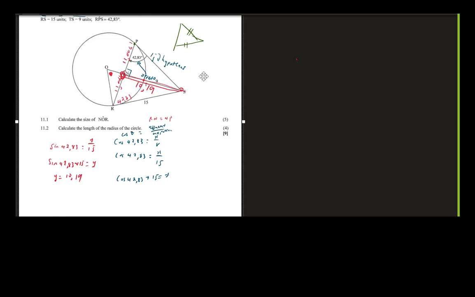This one was maths. Look here. I see something again. Look, guys. Look at OR. It is the radius. Do you see OR? It's a radius, right? Do you see RS? It's a tangent, right? What did I say about radius and tangent?